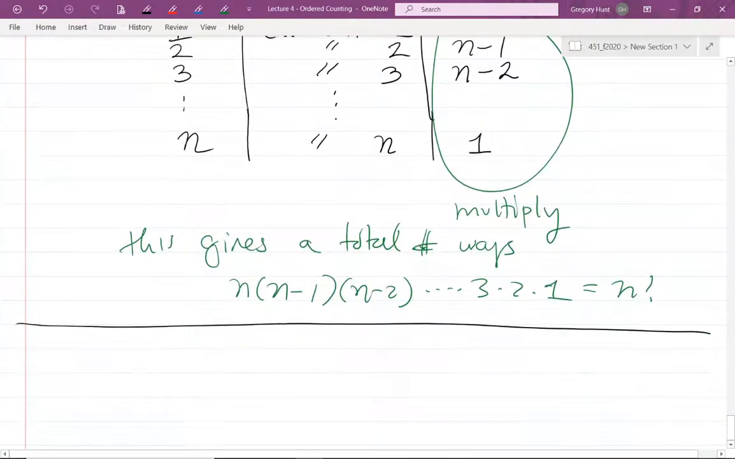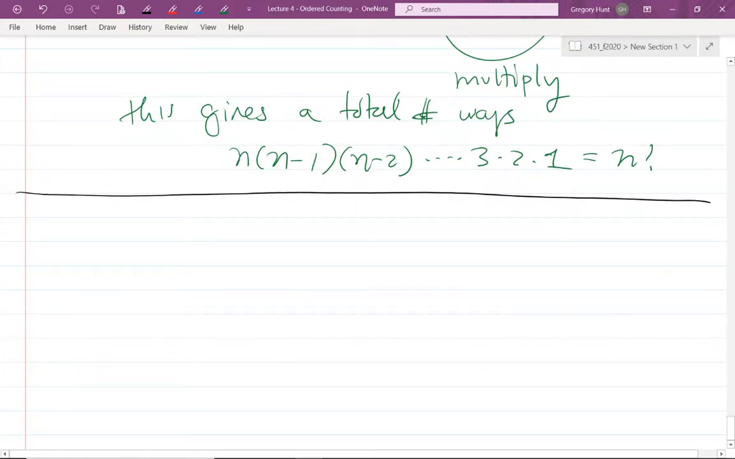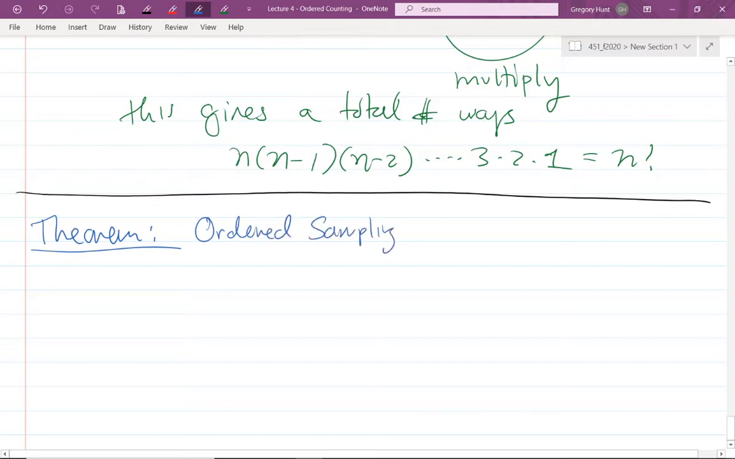Permutation counting. So what does that have to do with counting ordered things? Well, let's write the theorem. The theorem has a lot to do with ordering things, right? So we talk about permutations, which is how to order things and how many ways we can order things. Theorem: this is ordered sampling, which we're talking about today, without replacement.